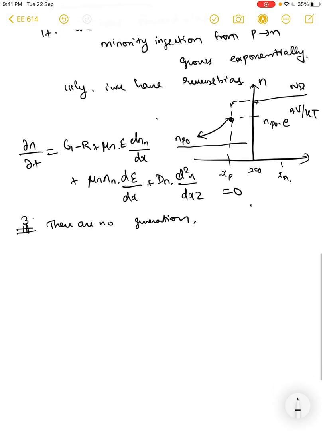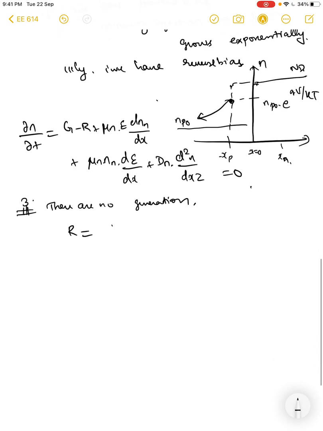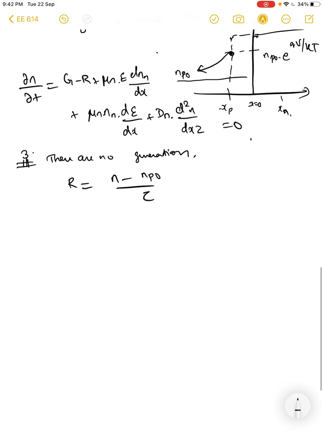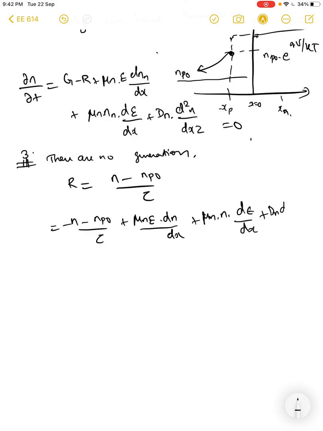And the recombination R we know is (n minus np naught) by tau, right? This is the rate at which it recombines. So now if I put these things back, I will have (n minus np naught) by tau minus plus mu n e dn by dx plus mu n dE by dx plus dn d square n by dx square equal to 0.